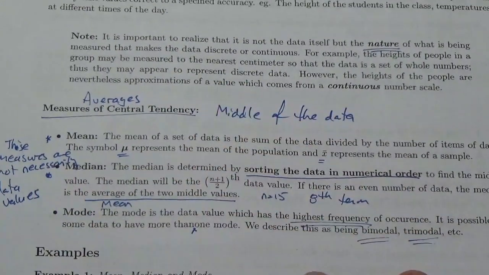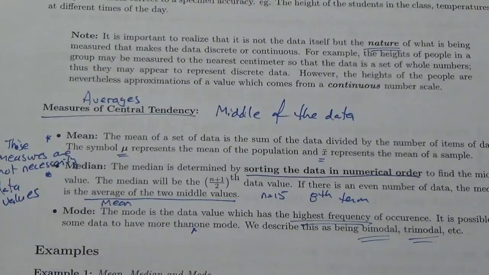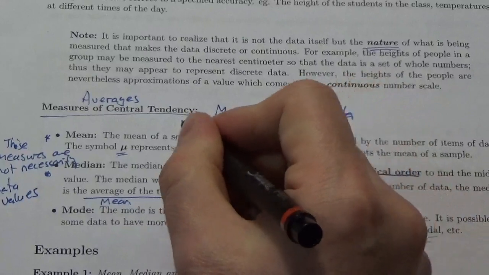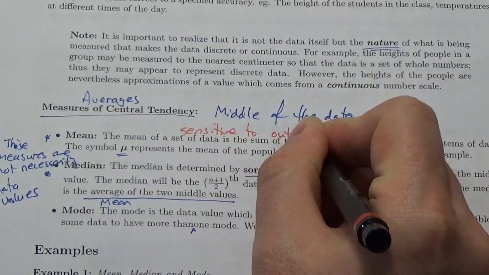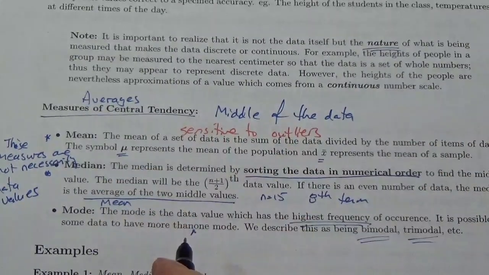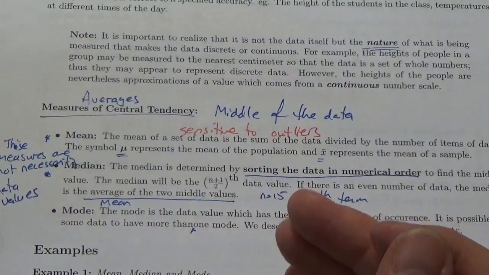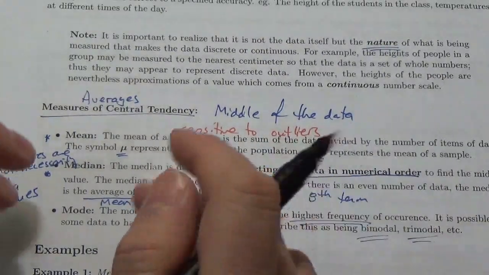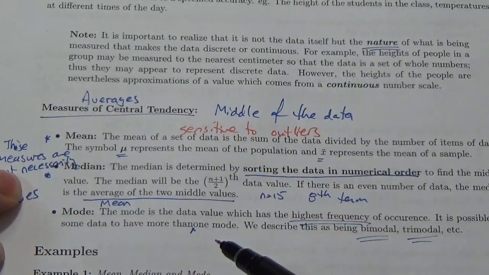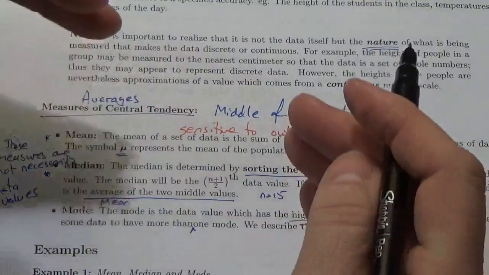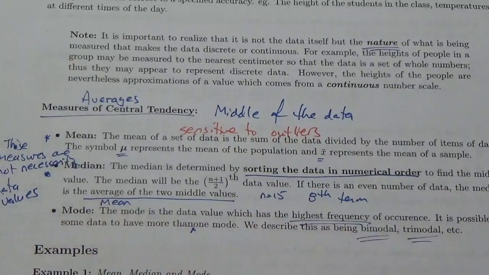Now, each of these has its strengths. Each of these has its weaknesses. The mean is sensitive to outliers. And you've probably seen this before, where if you're calculating the mean, like if you do a bunch of exams and you did really well on all of them, but you have one exam that went really badly, that exam mark pulls your average down, because the mean is sensitive to outliers.